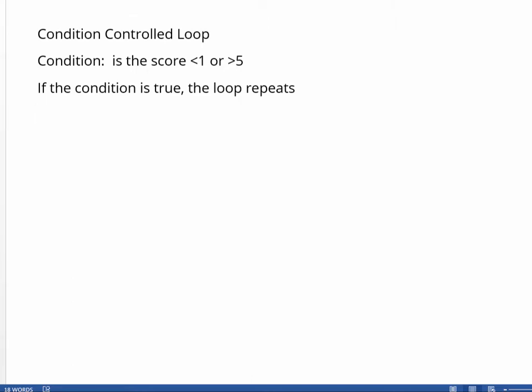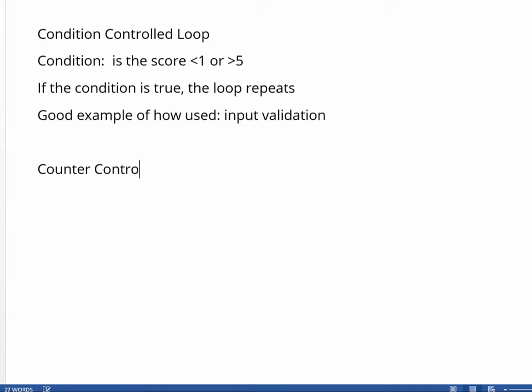But if they mess up and enter an invalid number, the condition will be true. It will be less than 1 or greater than 5, in which case the loop will repeat. So basically what it'll do is, if the user enters a bad number, it'll loop back up and ask again. And it will keep doing that until they get the answer right. So a condition-controlled loop, a good example is user validation, or input validation. So that's basing whether you continue a loop or not on a condition.